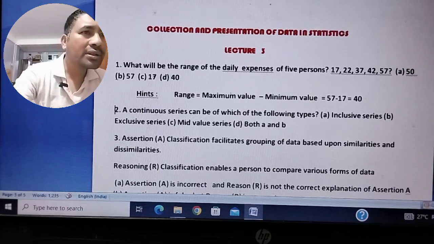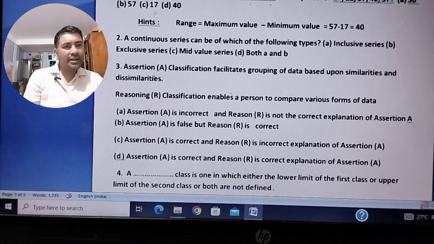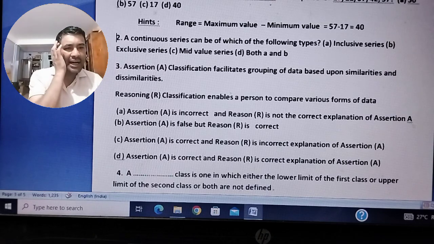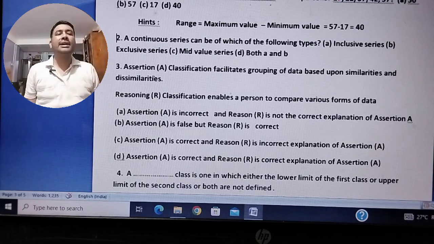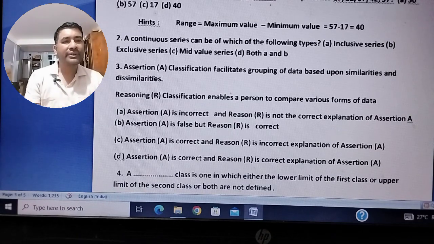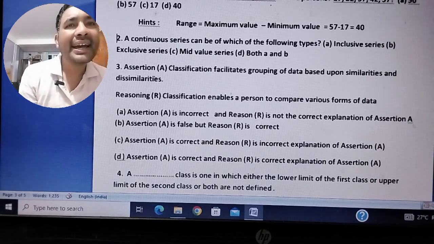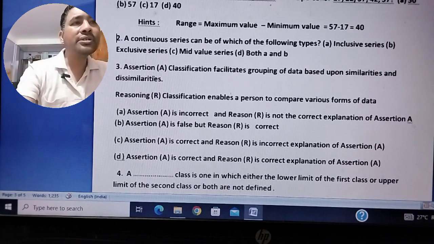Let's see what the options say. Assertion A is incorrect and reasoning R is not the correct explanation of it. It is not correct. Assertion A is false. It is also incorrect. Assertion is correct but reasoning R is incorrect. It is also wrong. Assertion A is correct and reasoning R is the correct explanation of assertion A. This is the absolutely correct answer. So the right answer for question number 3 is option D, that is assertion A is correct and reasoning R is a correct explanation of assertion A.